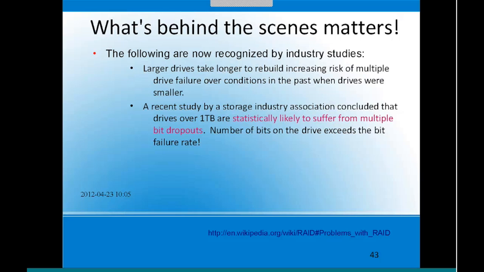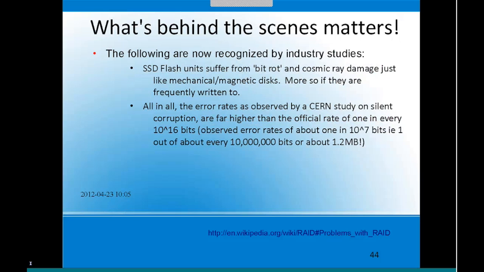And that means that you're dependent on the RAID parity. RAID parity also can only recover a certain number of missing bits. So drives bigger than 1 terabyte are absolutely at risk for total failure and total data loss. SSD flash units suffer from bit rot and cosmic ray damage, just like magnetic disks do. Okay, and if they're written too frequently, they suffer from bit rot more so than magnetic disk.